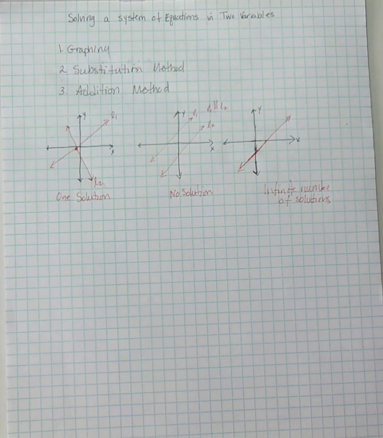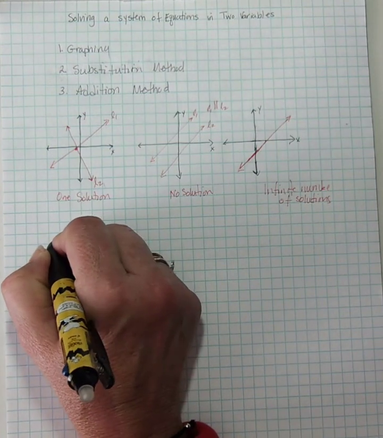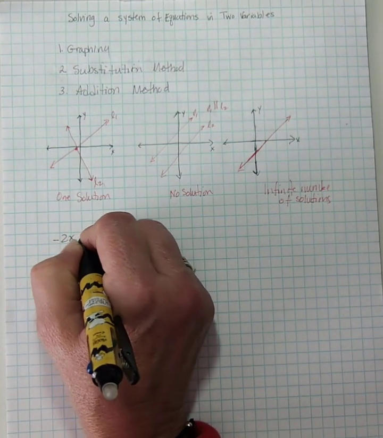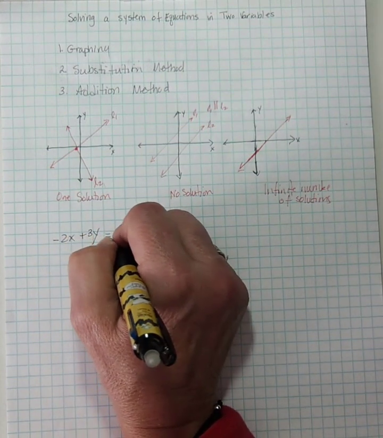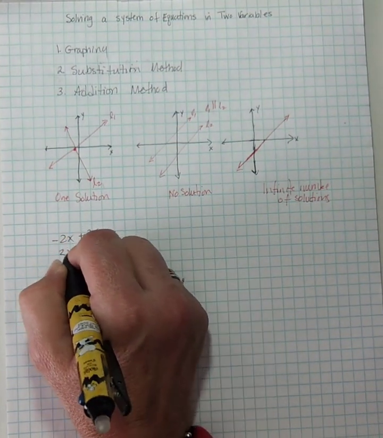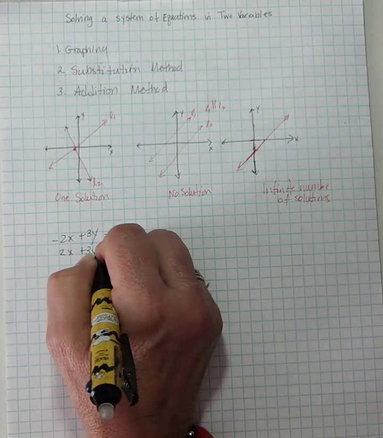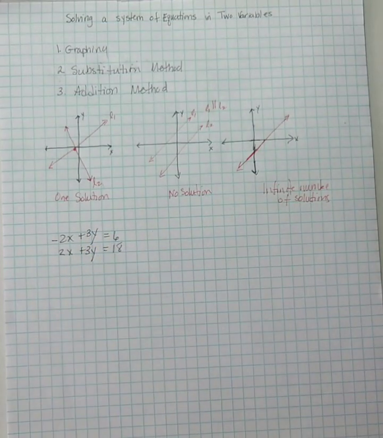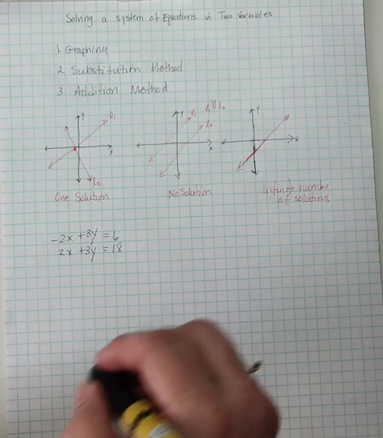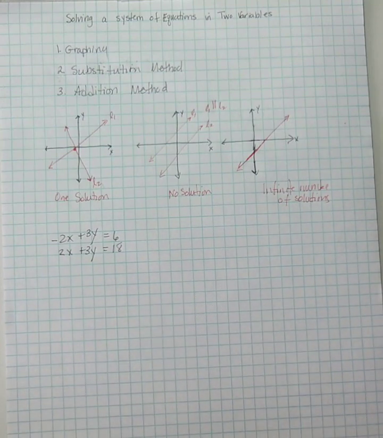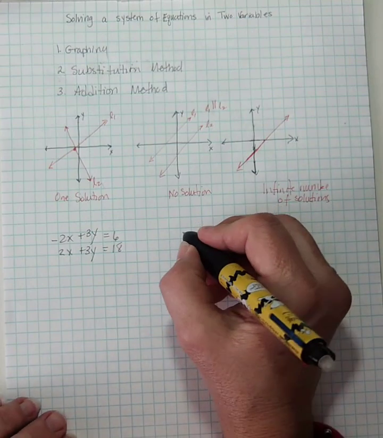So the first thing we're going to do is solve a system of equations in two variables by actually graphing linear equations. So let's look at the equations negative 2x plus 3y equal 6 and 2x plus 3y equal 18. What we have to do is graph both of those equations and see if they intersect, and if they do, find the point of intersection.